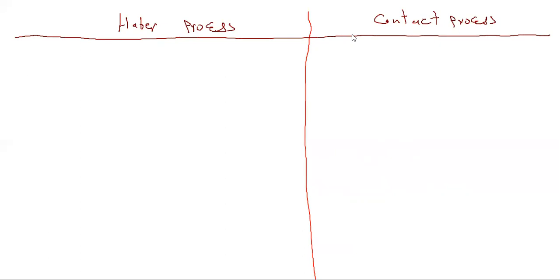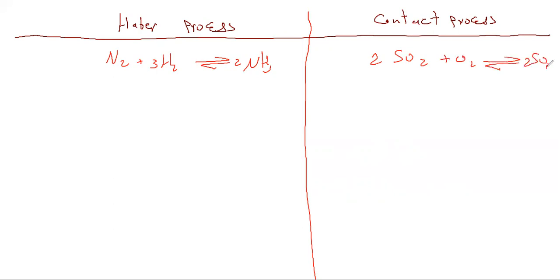The Haber process is the preparation of ammonia: N2 plus 3H2 gives 2NH3. And in case of the contact process, preparation of sulfur trioxide, 2SO2 plus O2 gives 2SO3, and then preparation of sulfuric acid. Both of them are reversible and exothermic.